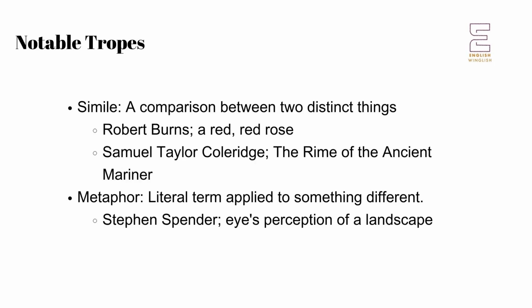Notable tropes. Simile. A simile explicitly indicates a comparison between two distinct things using words like or as. For instance, Robert Burns compares his love to a red rose. In S.T. Coleridge's The Rime of the Ancient Mariner, he uses a simile to describe icebergs as green as emerald.